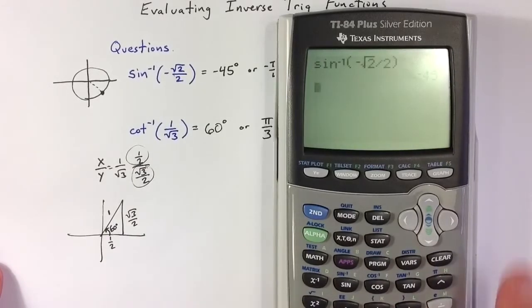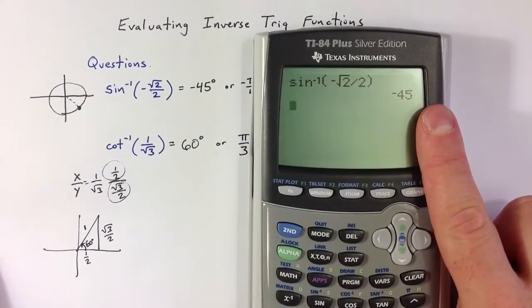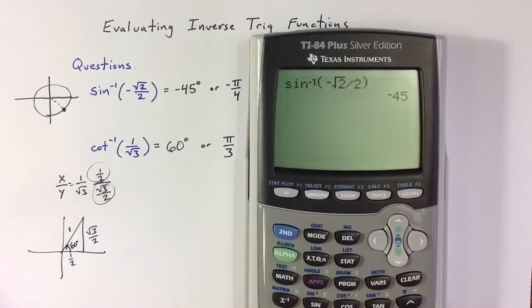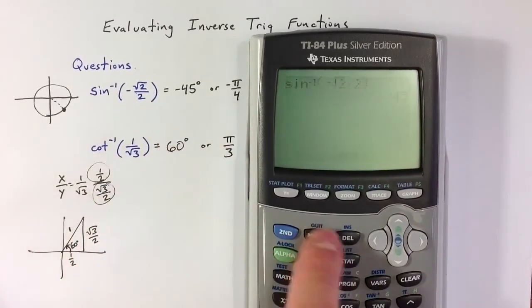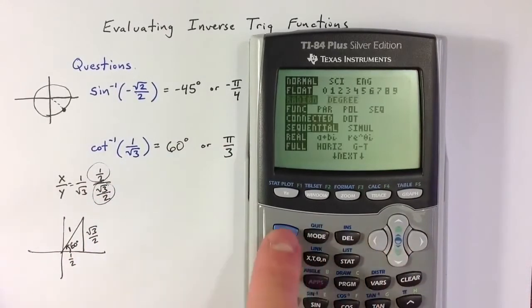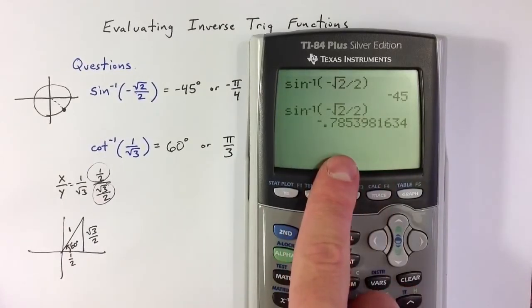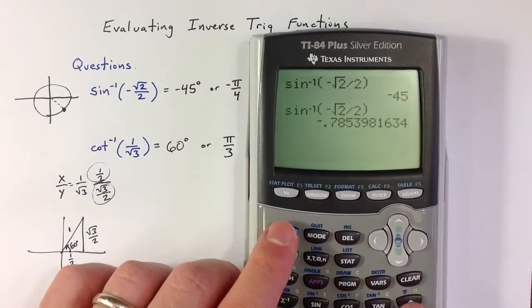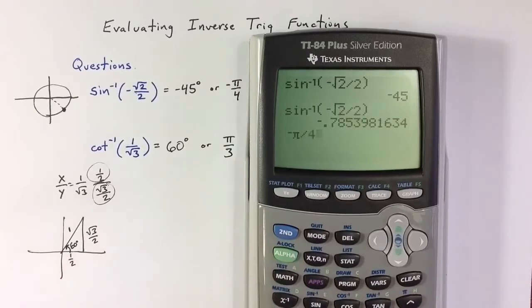Since I'm in degree mode, it just gives me exactly the value that I want. It gives me exactly negative 45 degrees. Of course, I can translate that into radians and find negative pi over 4. If I started with the calculator in radian mode, it would be a little bit more complicated to get that answer because it would come out in decimal form, and right off the bat, that doesn't strike me as pi over 4, but I can check my answer, and it is negative pi divided by 4.